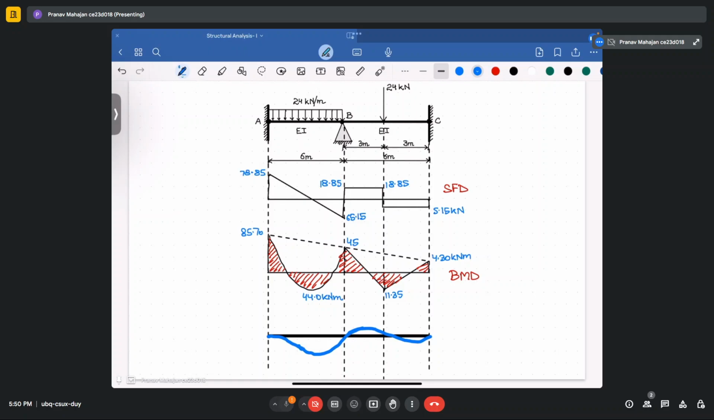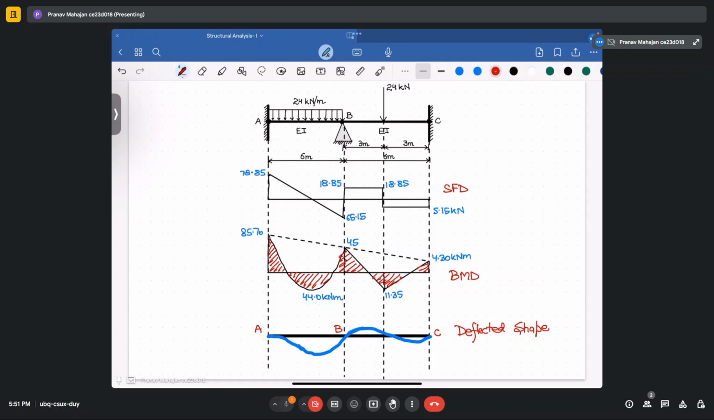Okay. So let's mark them. This is your point A, this is your point B, and this is point C. And this is your deflected shape. So everything we have now determined for this whole beam using the direct stiffness method. So this is how we solve the problems. You can also solve the problem for frames and truss using the direct stiffness method.